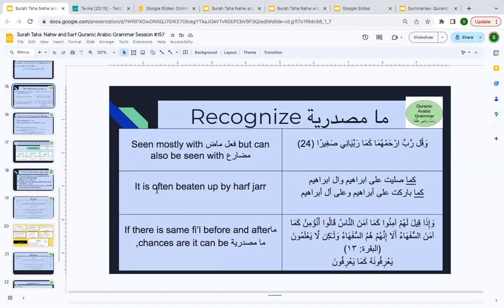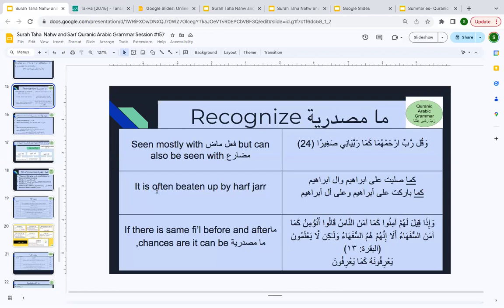But here, if you look at the grammatical aspect of things, what makes more sense? It sounds like ma masdariya. It is followed by a fail. Usually masdariya is followed by fail madin, but can also be seen with mudari. Okay. Yarifunahu kama yarifuna abna'ahum. So, right, there was a ma there. So it can be seen with both, but mostly you will see the ma masdariya followed by fail madin.